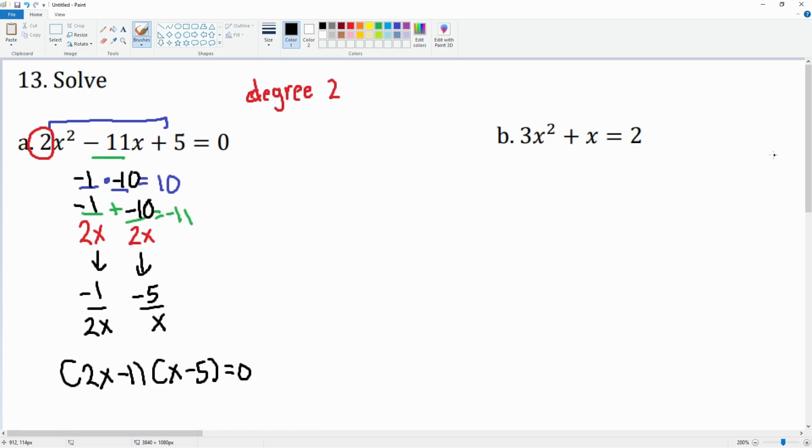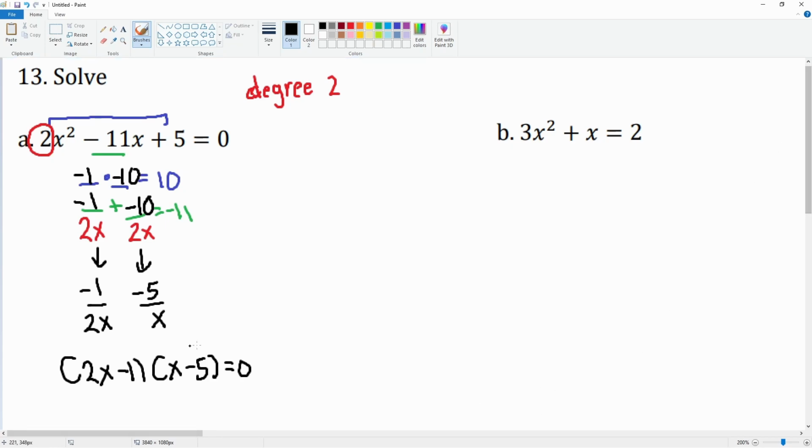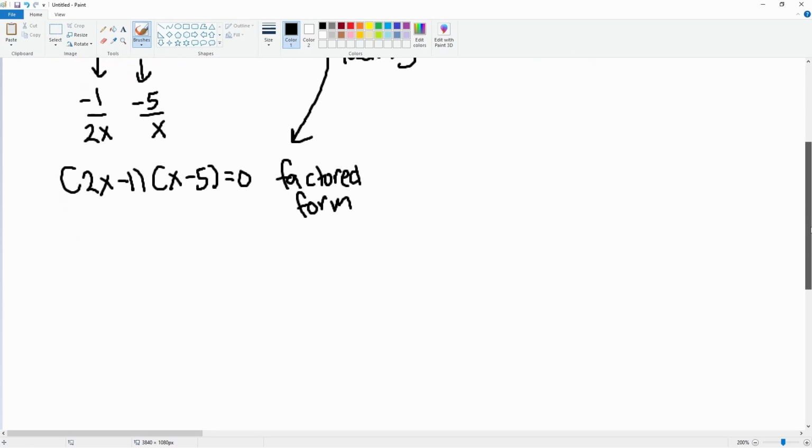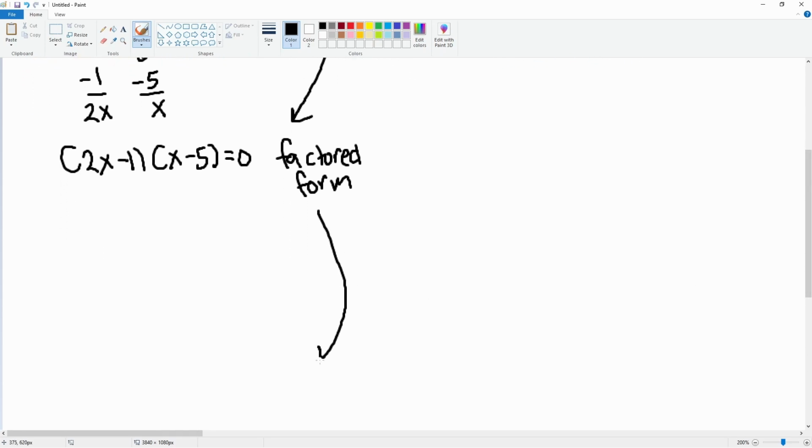Here we're not done. It is in factored form. You are not done. Okay, we went from standard form into factored form with the process of factoring. However, we need to get to the solution. Okay, then how we get the solution is to set each term equal to 0.